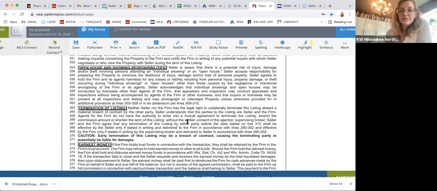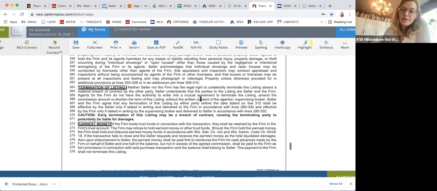Seller agrees to hold the firm and its agents harmless for any losses of liability resulting from personal injury, property damage, or theft that occurs during an individual showing or open houses. So, my conversation around this is, obviously make sure that you are locking up any valuables that you have, put away any prescription medications that you have. If there's decor that could be a trip hazard, making sure that that is out of the way. And that we as the firm are not held liable for anything that might happen on a showing or at an open house.